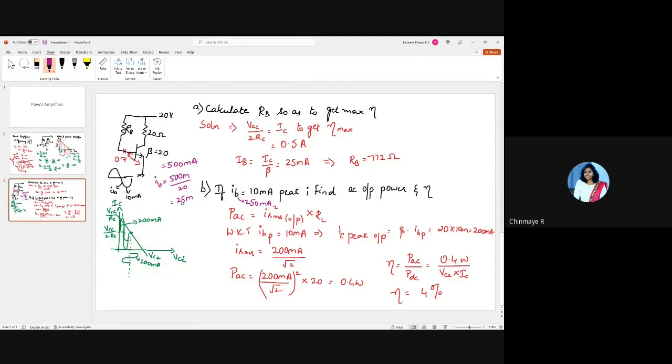If IB goes beyond 25 milliampere, then it forces IC to swing more and therefore get clipped. Therefore, you get a distorted output. If IB is less than 25 milliampere, just like the one we saw here, then obviously the efficiency is much, much lower.